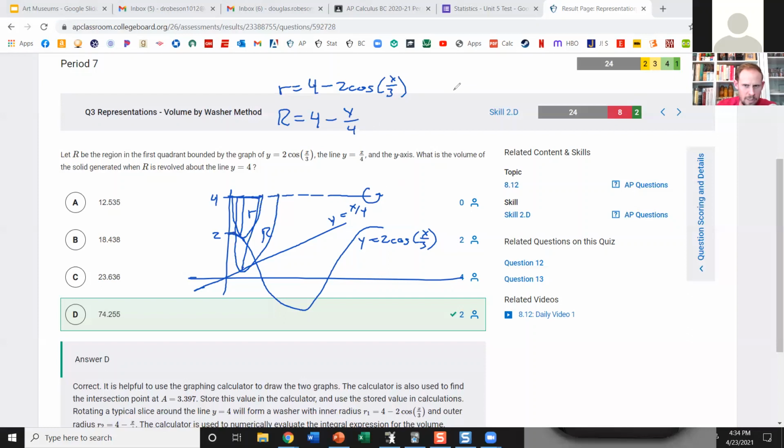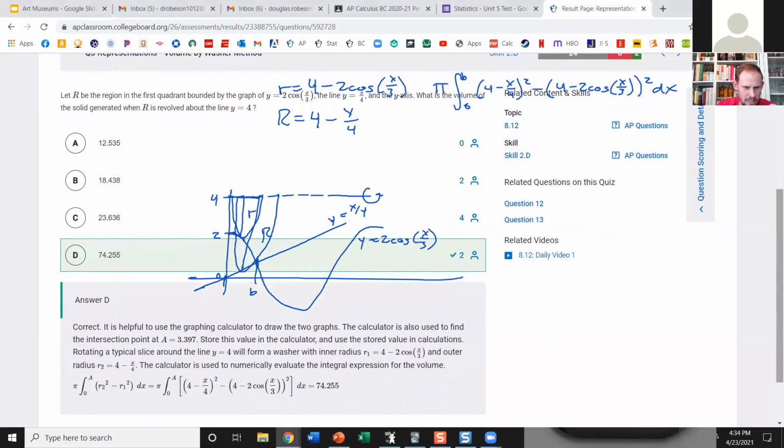And then the integral would be pi times the integral from here to wherever they cross. Let's just call that b for now. We have to find that. All right, but it's definitely starting at 0. So it's going from 0 to what we're calling b of big R squared. So (4 minus x over 4) squared minus the little r squared, (4 minus 2 cosine of x over 3) squared dx. All right, now we need to find where they cross, which isn't necessarily an easy thing, but you'd probably want to do that on your calculator.